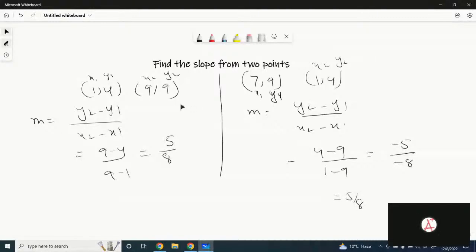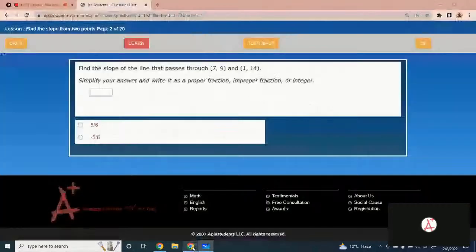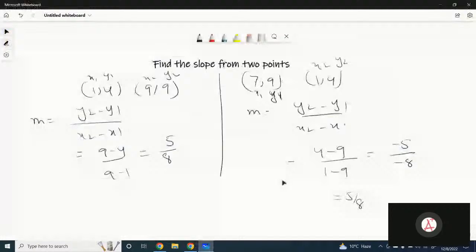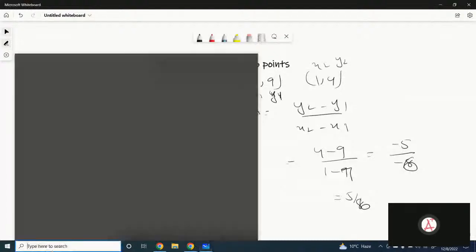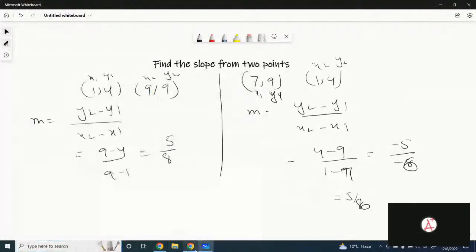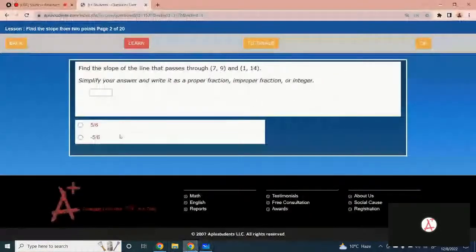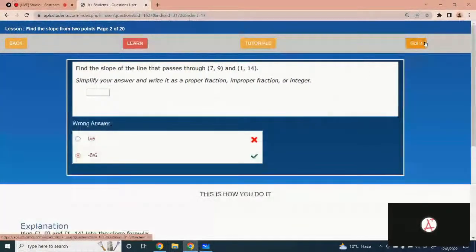Got it? 5 divided by 6. X2, it would be 1 minus 7. Sorry, not 8. It would be negative 5 over negative 6. So it makes 5 over 6. Got it? So just select the correct option and click on the OK button.